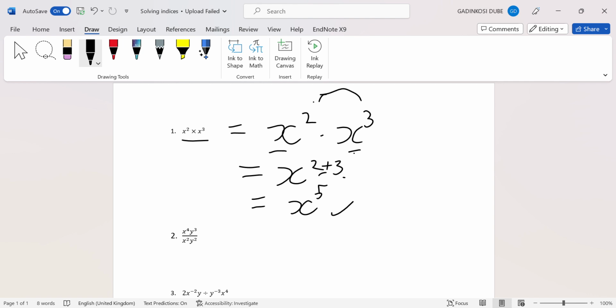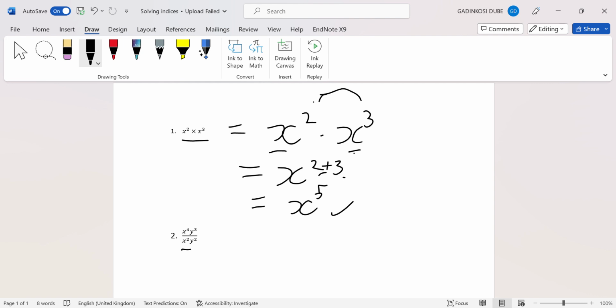Now let's move on to the next one. In this case, you can see that we've got a division statement. How do we apply indices if we're given something like this? First of all, we do the same thing. We've got x to the power 4, y to the power 3 divided by x to the power 2, y to the power 2. If it's division, you subtract the powers if the bases are the same.